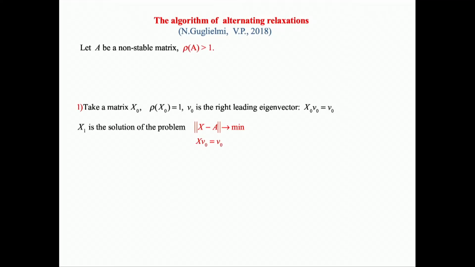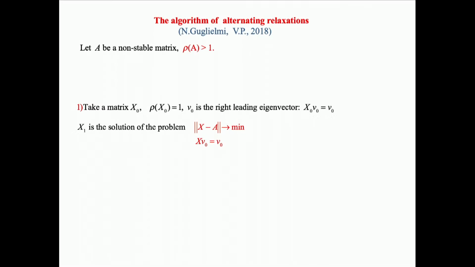So assume that our matrix is non-stable, so assume that the spectral radius is bigger than 1. We need to find the closest matrix whose spectral radius is equal to 1. Instead of minimizing the spectral radius, instead of considering the set of matrices with the spectral radius less than or equal to 1, we just fix the Perron eigenvector and make the optimization among the set of matrices with this Perron eigenvector with the leading eigenvalue 1.